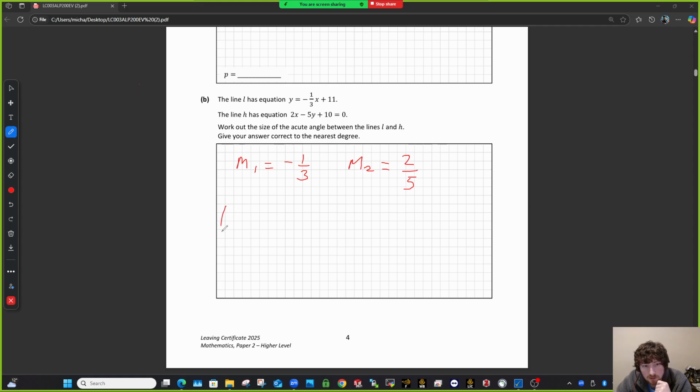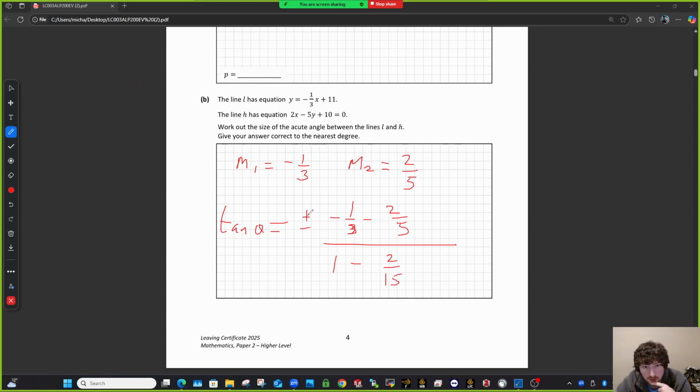And then we sub that into our formula for the angle between two lines. That's tan theta equals plus and minus m1 minus m2 over 1 plus m1 times m2. So that's from your tables book. So I'll just sub it in here. So we have minus a third minus 2 over 5 on top, over 1, and then you multiply, you go plus, multiply together, so that works out as minus 2 over 15.